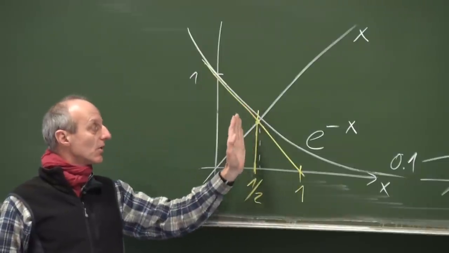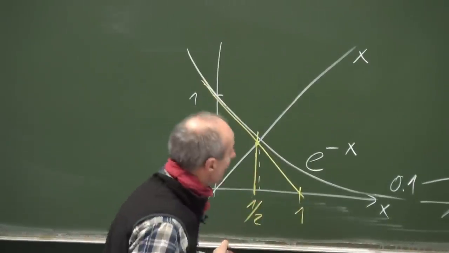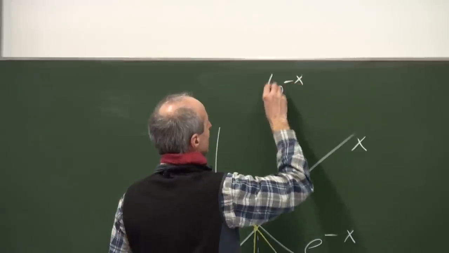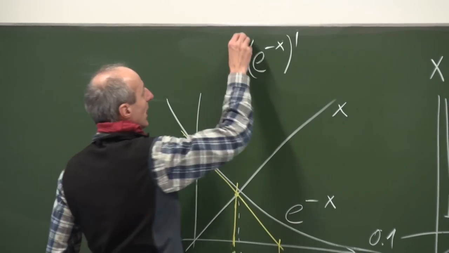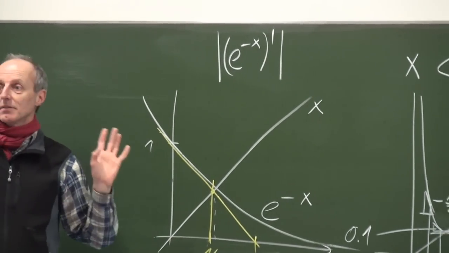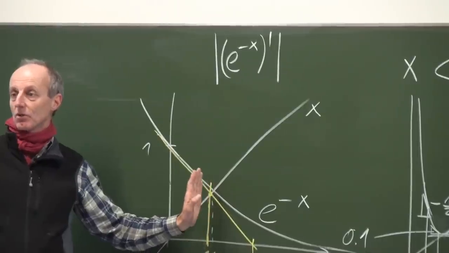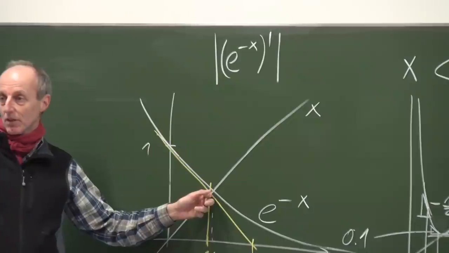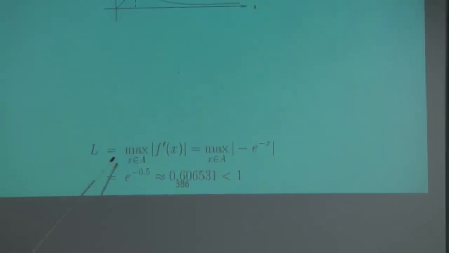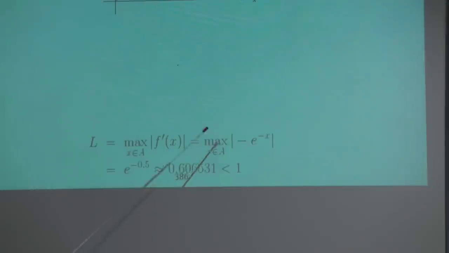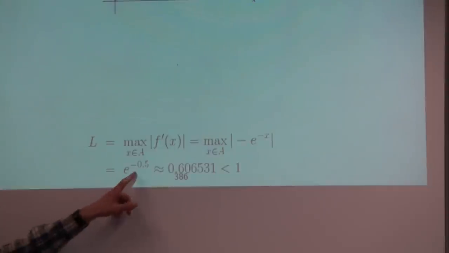So this is on e to the minus x, and the absolute value of the first derivative of this function has its maximum on the left margin. So we only have to compute the derivative here, and that's it. And that's why here on the slide we write L is the maximum of the absolute value of the first derivative, which is the maximum of minus e to the power minus x. Because this is the derivative, and the absolute value of minus is plus, and that's why we take e to the power minus 0.5. And why do we use 0.5?